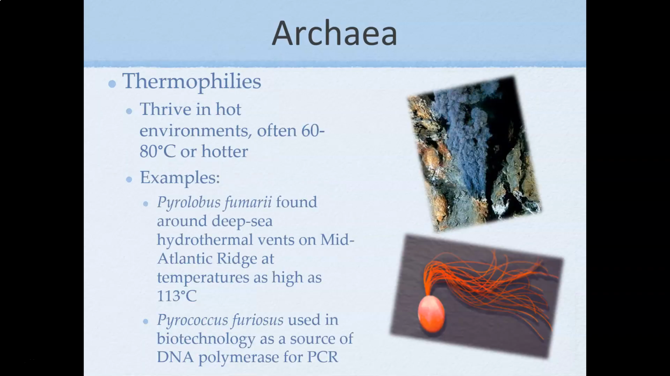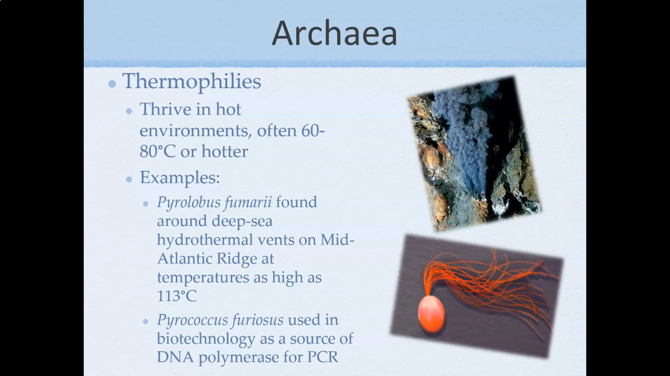Thermophiles are a set of archaea that live in really hot environments, like those hot springs, for example, or those thermal vents at the bottom of the ocean. Most of these species thrive somewhere around 60 to 80 degrees Celsius, or sometimes even hotter than that. Pyrolobus fumarii is found around the hot deep sea vents, and the temperatures can get upwards of 113 degrees Celsius, so considerably hotter. This is Pyrococcus, and this one is where we get Taq polymerase from.